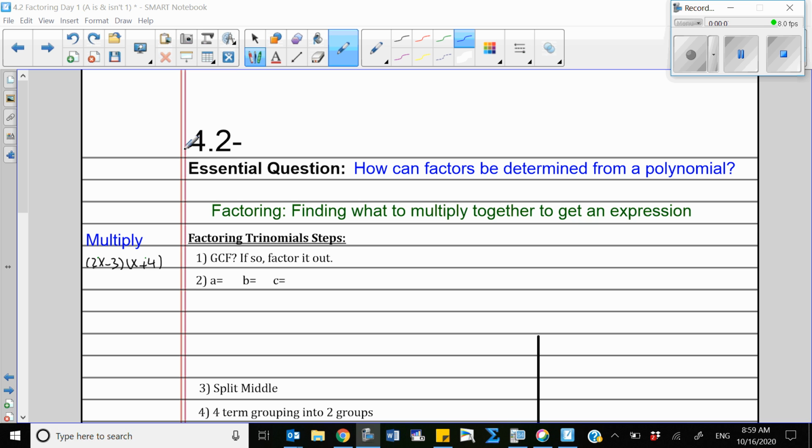Today we're going to work on 4.2. Our essential question is how can factors be determined from a polynomial? We're going to learn how to factor a polynomial today basically. First of all, let's see what is factoring.